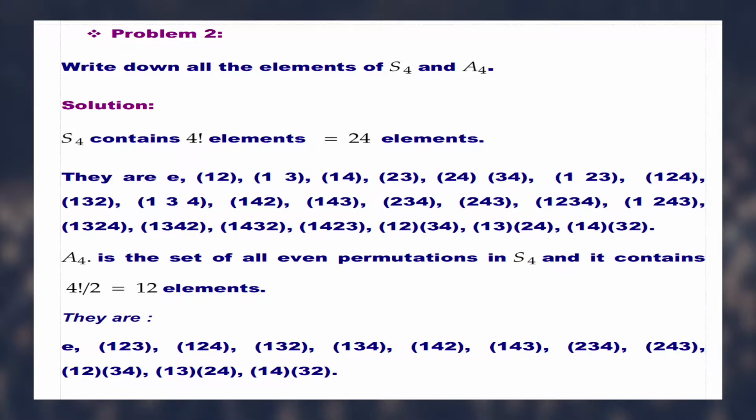A4 is the set of all even permutations in S4 and it contains 4 factorial by 2. 4 factorial is equal to 24. So, 24 by 2 is equal to 12 elements. They are identity, cycle 1, 2, 3, cycle 1, 2, 4, cycle 1, 3, 2, cycle 1, 3, 4, cycle 1, 4, 2, cycle 1, 4, 3, cycle 2, 3, 4, cycle 2, 4, 3, the product of the cycles 1, 2 and 3, 4, the product of the cycles 1, 3 and 2, 4 and the product of the cycles 1, 4 and 3, 2.